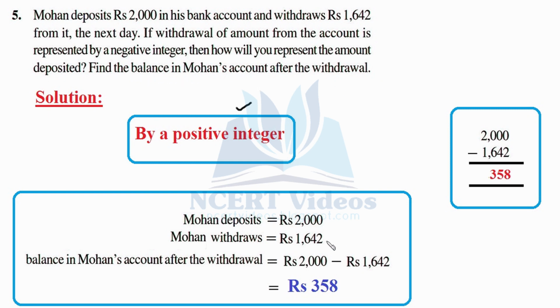So Mohan deposited 2000 and he takes out 1642. We have to subtract 1642 from 2000. When you subtract it, it is very easy. You can see here, 10 minus 2 is 8, 9 minus 4 is 5 because a carry was given towards the right-hand side. Now here also 9 was left. So 9 minus 6 is 3, and here 1 minus 1 is 0. So you can also write it here. Therefore, Mohan's account balance after withdrawal is 358. This was your fifth.